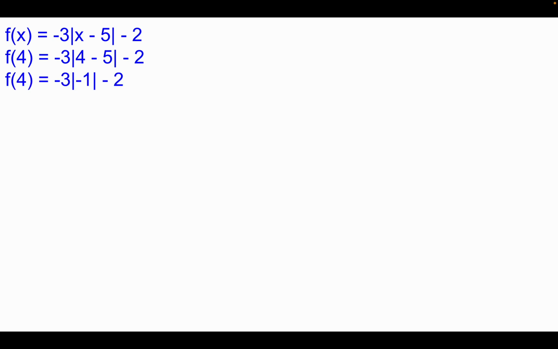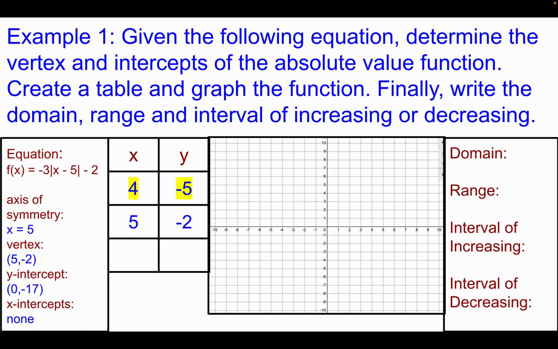4 minus 5 is negative 1. The absolute value of negative 1 is positive 1. Negative 3 times 1 is negative 3. Negative 3 minus 2 is negative 5. So when we plug in 4, we get an output of negative 5.